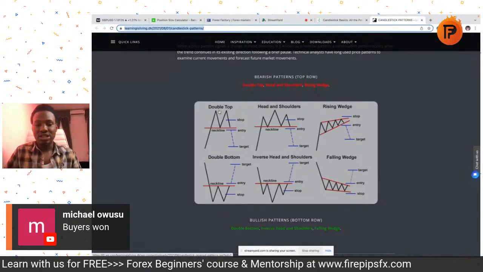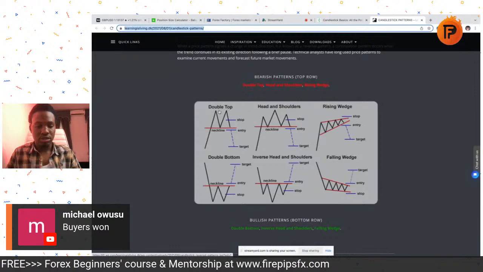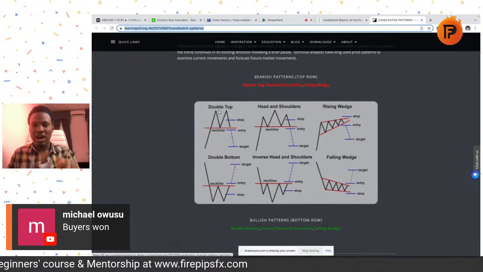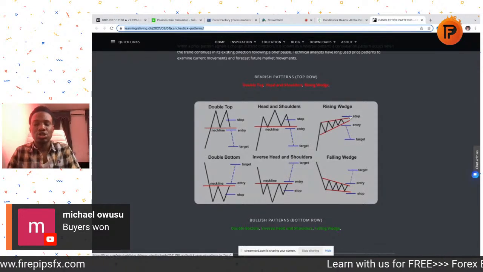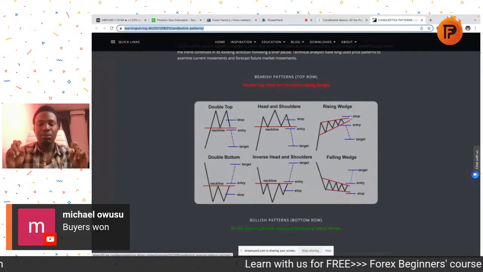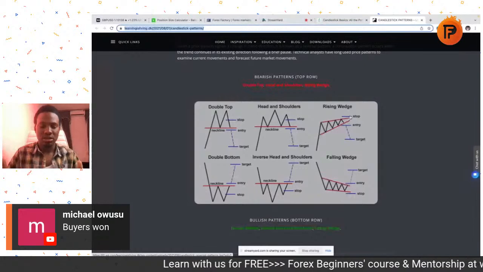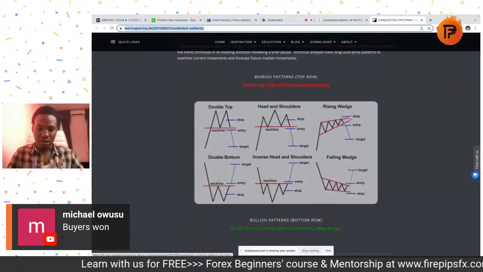When you also see a rising wedge, you have to take into cognizance: has price ever gotten to this point before, and how did the price react? These are the things you should be asking yourself whenever you get to a significant point and you are seeing chart patterns. So these are the reversal chart patterns.